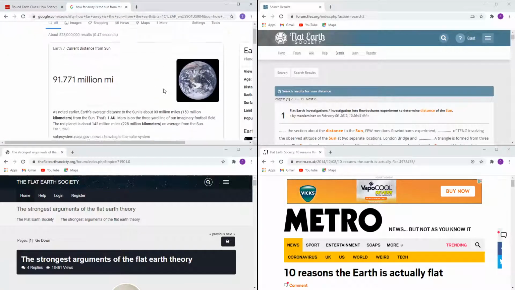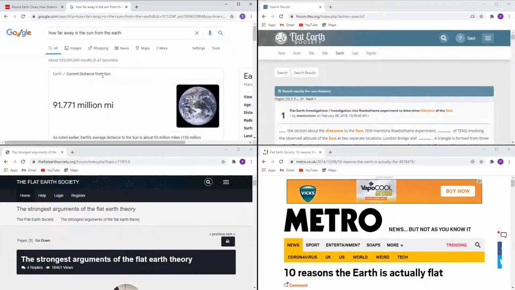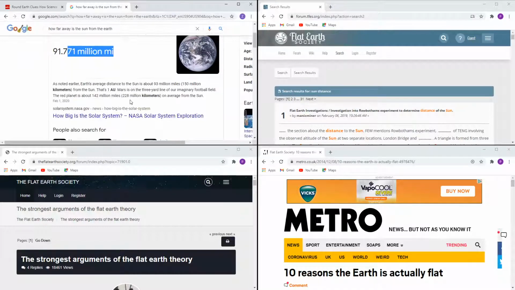So we have scientists that have calculated that the Earth and the Sun's distance apart is about 91.771 million miles. What do you say about that? Do you think that's true, or is that false? You believe that, and that's false. You also probably believe we went to the moon. Like, that's ridiculous. I mean, that amount of distance. How could they even calculate that? We don't have anything that can go that far.